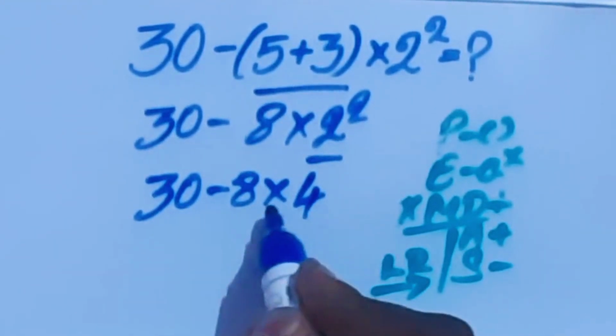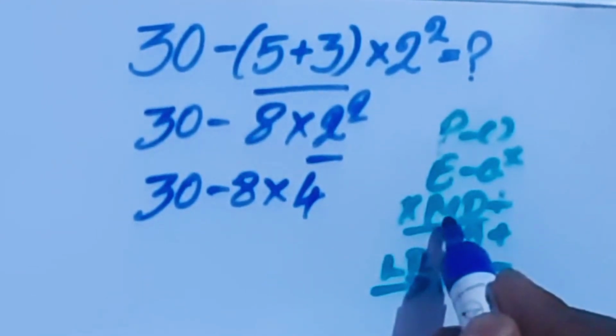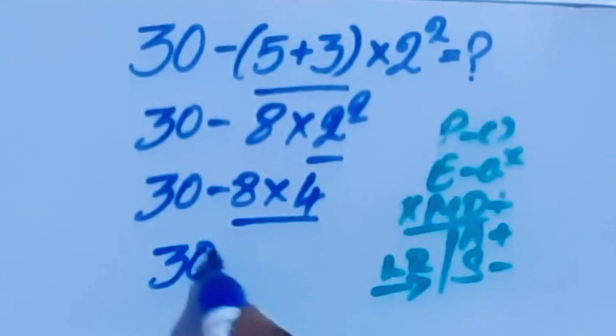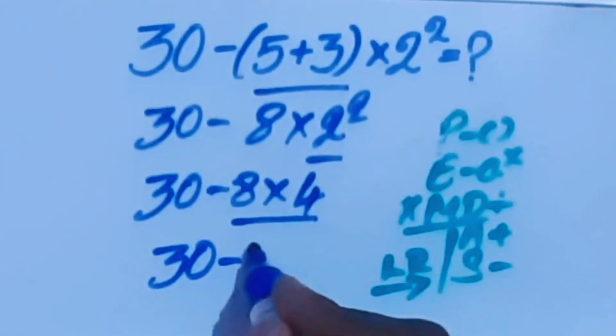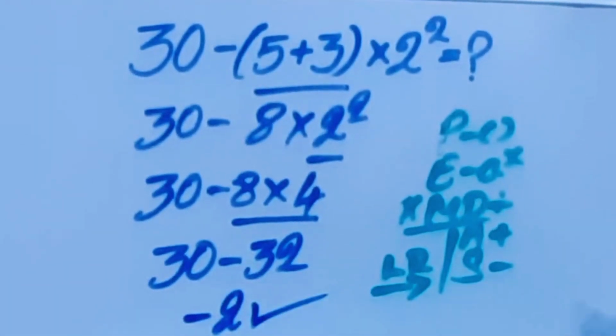Here we have subtraction and multiplication. Multiplication is higher priority than subtraction. So we have to do this multiplication before this subtraction here. 30 minus, here 8 times 4 is 32. Here 30 minus 32 is negative 2, which is the correct answer.